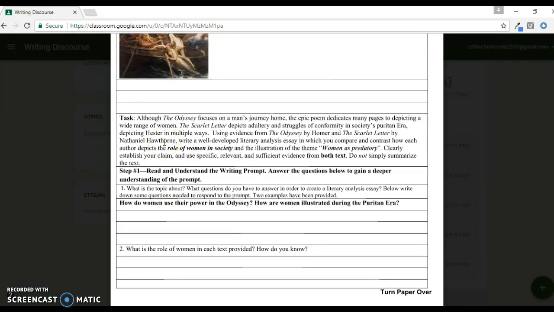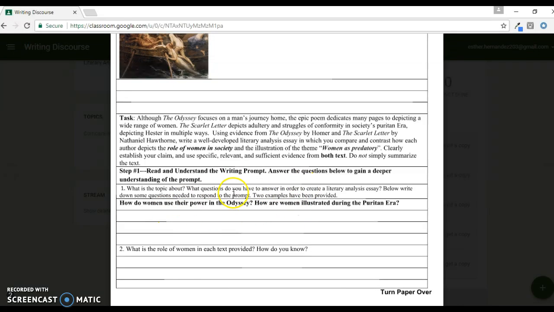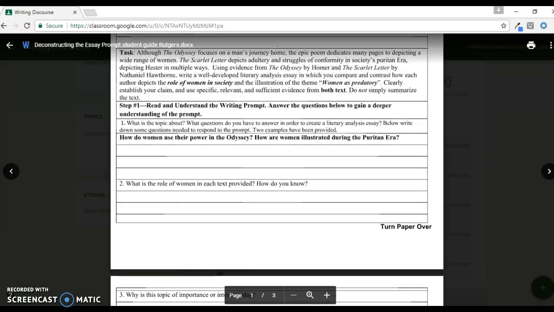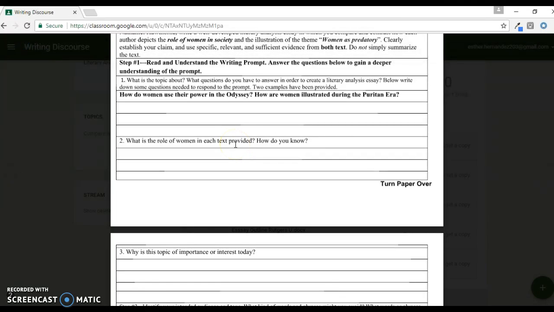So they are creating questions, and here are 2 examples of questions that I created, so that they can follow my steps. So what kind of questions do they need to ask themselves in order to answer the prompt? And here are some more scaffolding questions that I provided. What is the role of women in society in each text? This way it can help them think about each text.